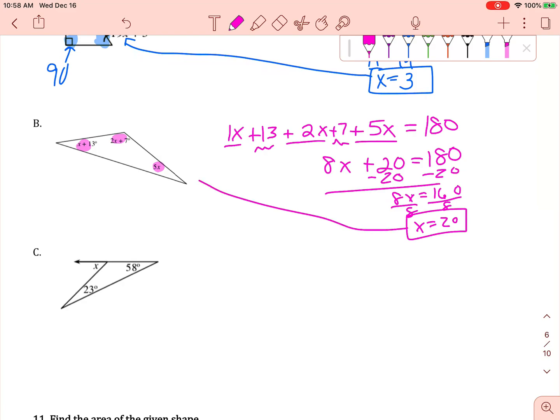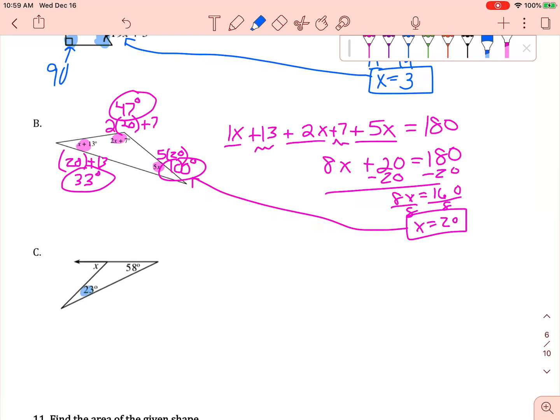Again, we're going to take that 20 and substitute it back in to get these angle measures. So this is 5x, or 5 times 20, to give you a 100-degree angle. This is 2x plus 7. 2 times 20 is 40, plus 7 is 47 degrees. And x plus 13 is equal to 33 degrees. Again, if you take a look at all 3 of these angles, if you add them up, they should equal 180 degrees.